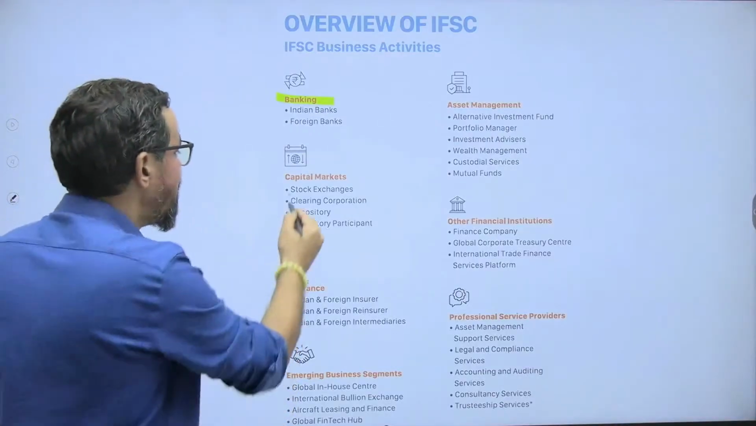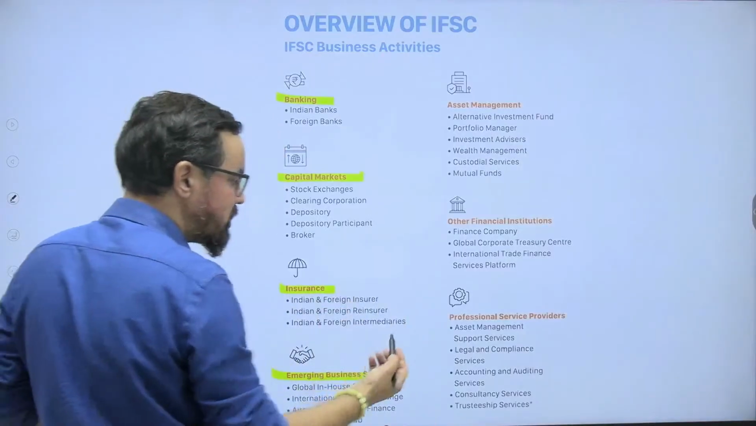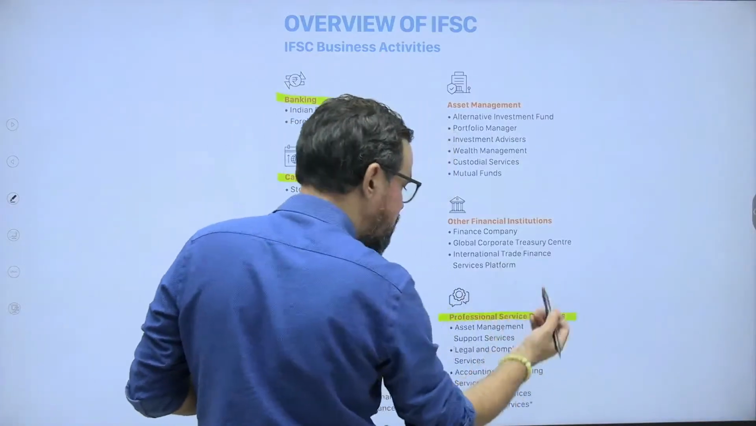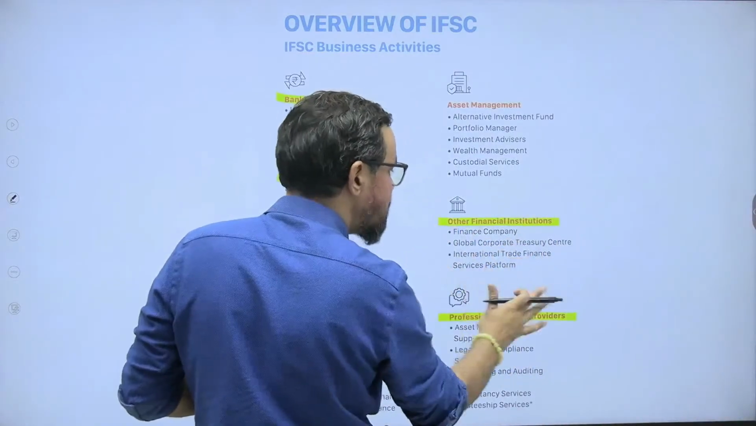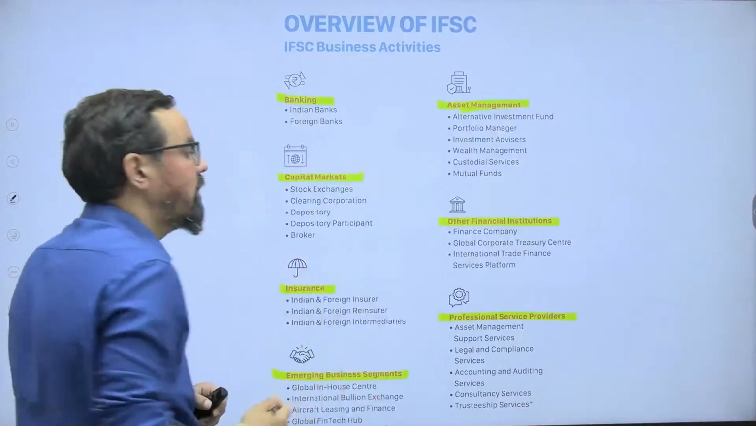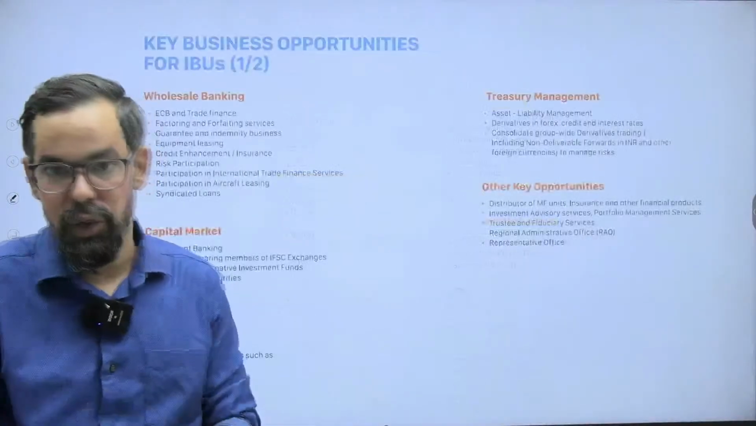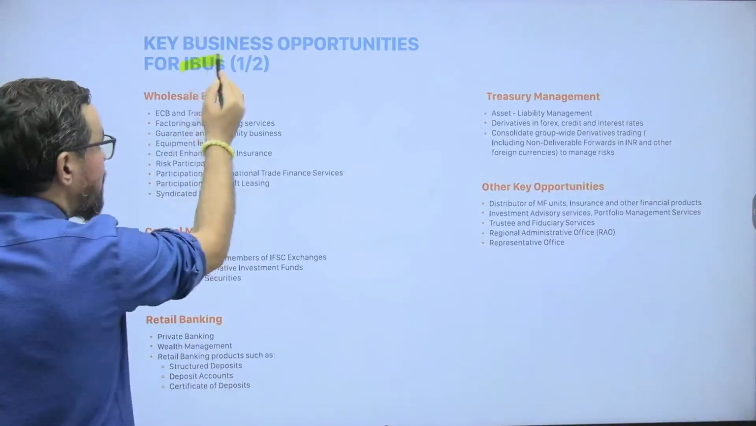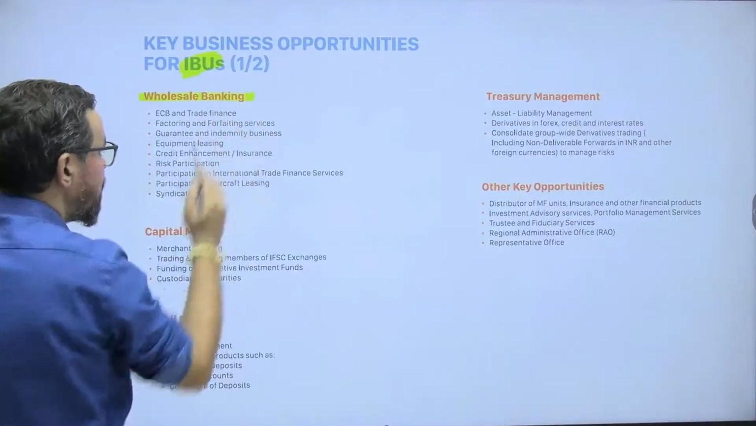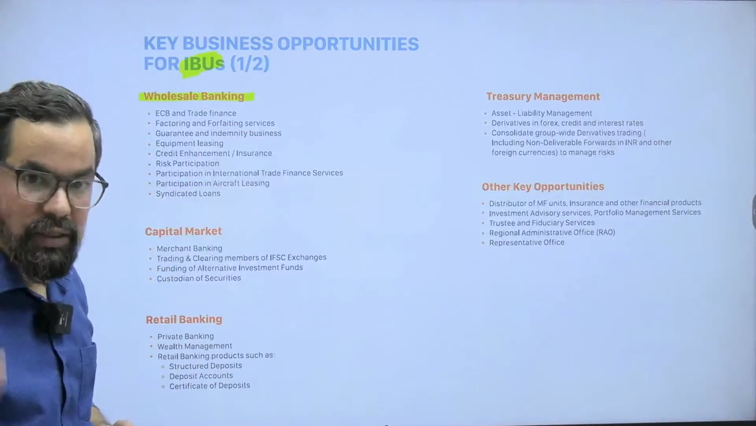Okay? We have capital market services, insurance, emerging business segments, professional service providers, financial services like finance companies and all, asset management. So anything which is related to finance, you'll get at one place. That place is generally known as IFSCA. Now, IBUs. When it comes to the IBUs, we generally provide it as a bank branch. That branch is also considered as a foreign branch.